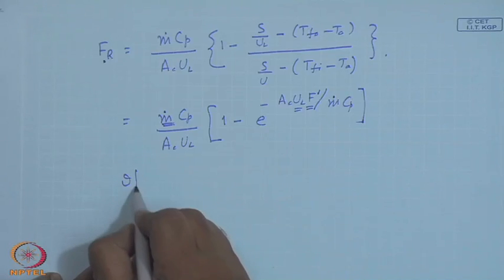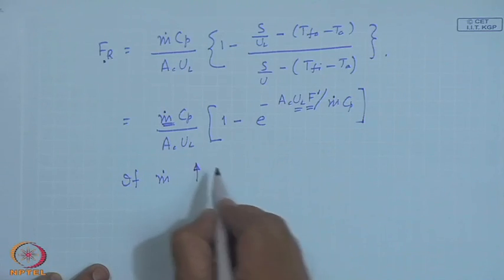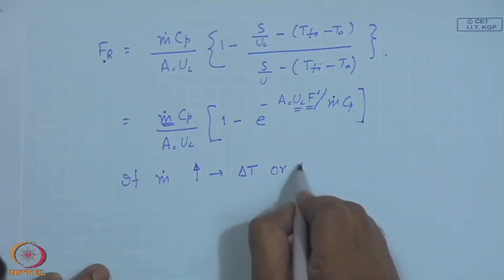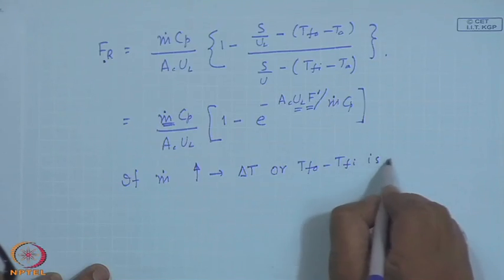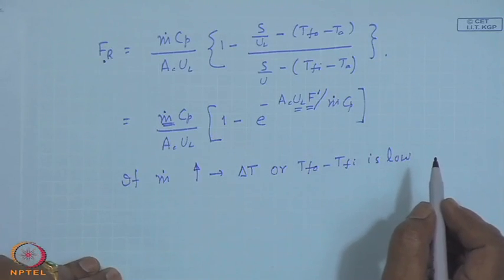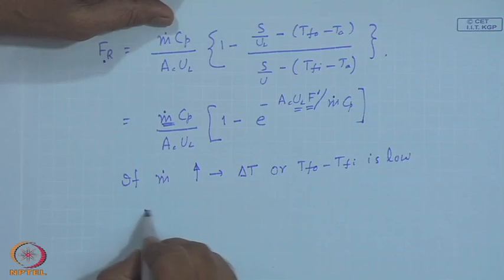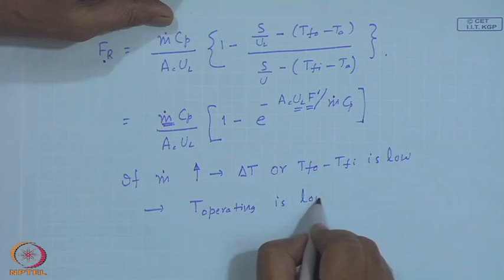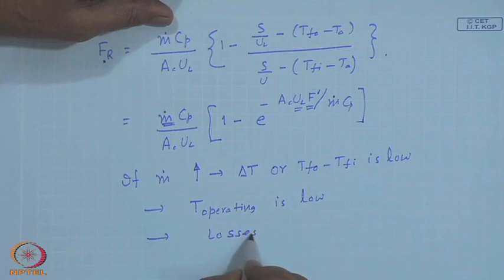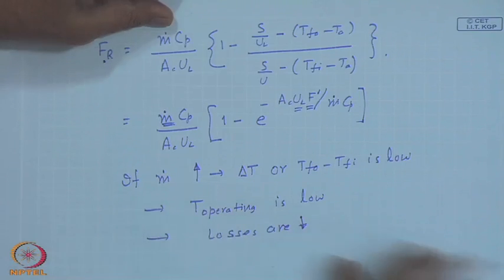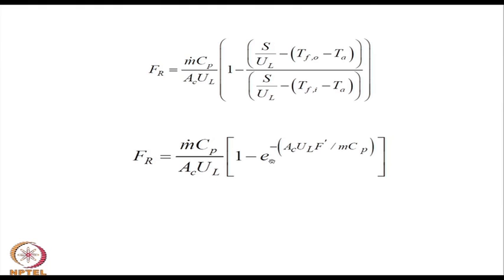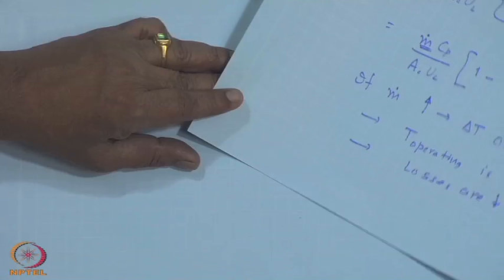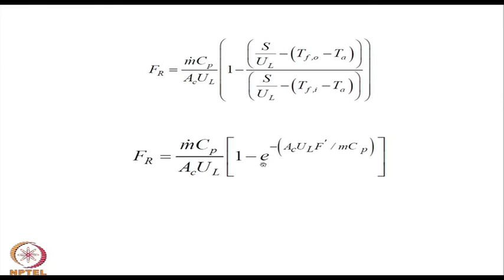That is, if m dot is high, my delta T, or T F O minus T F I, is low. If you send a large flow rate through the collector, you will have the temperature increase to be smaller. So, the operating temperature, if I try to call it that, is low. So, losses are less. So, this implies my heat removal factor will be higher if the flow rate is higher. That may be due to an improvement in the heat transfer coefficient, or a direct effect of higher m dot, which is to have a lower delta T and hence lower losses.